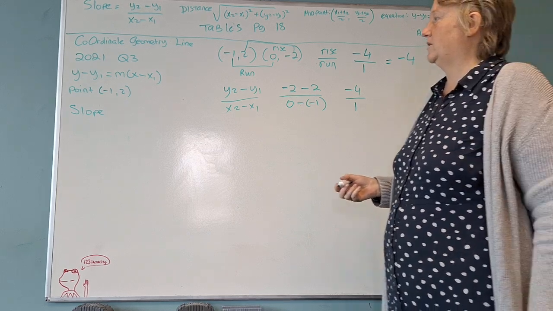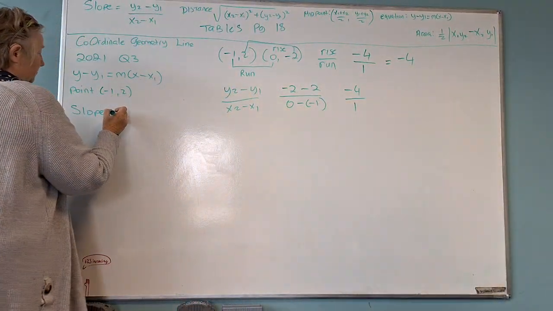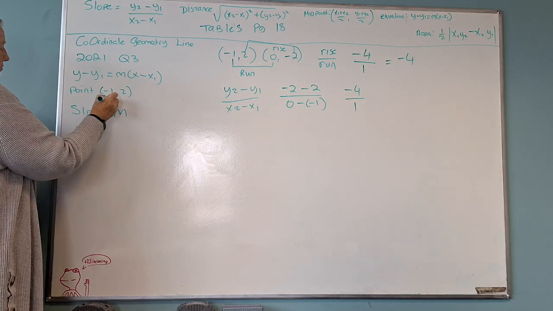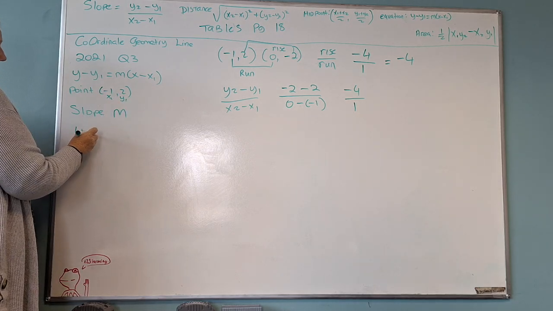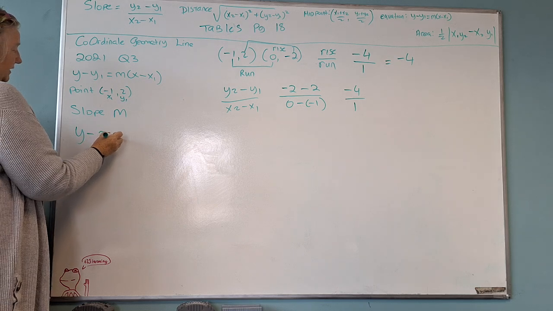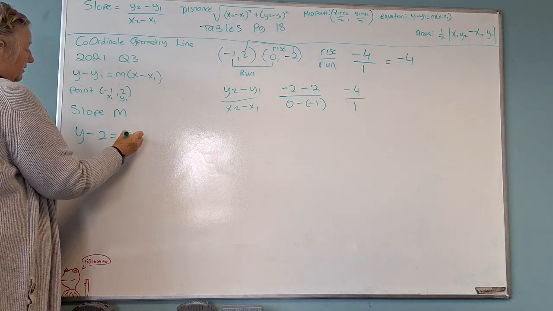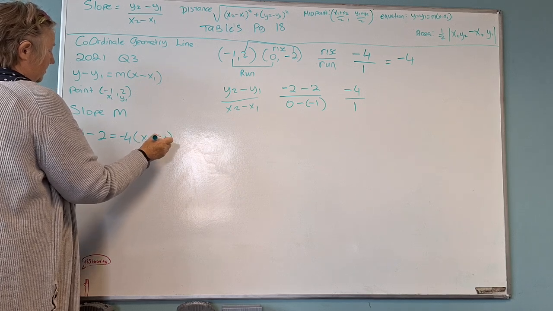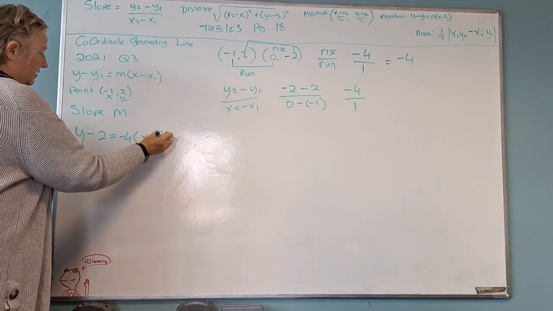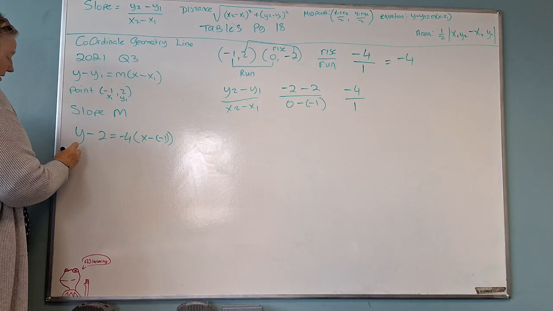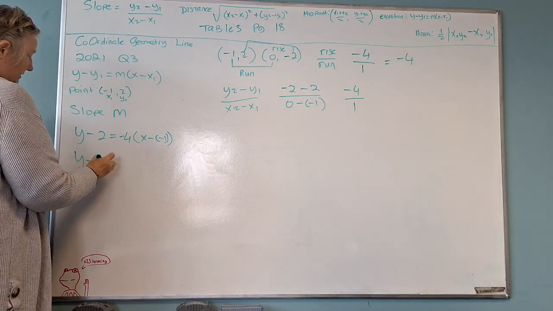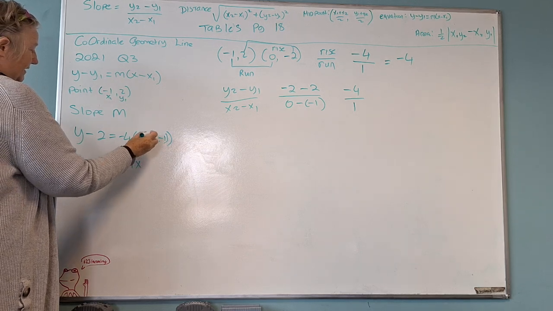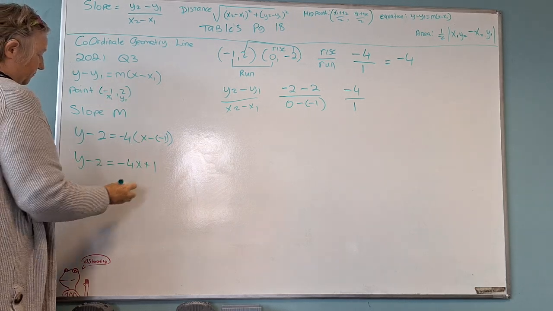Okay, so now that we know our slope is m, we can go back and do our equation. So y, this is your x1, this is your y1. Y minus 2 is equal to minus 4, x minus 1. Okay? So y minus 2 is equal to, multiply this in, minus 4x, and minus 1 gives you plus 1.